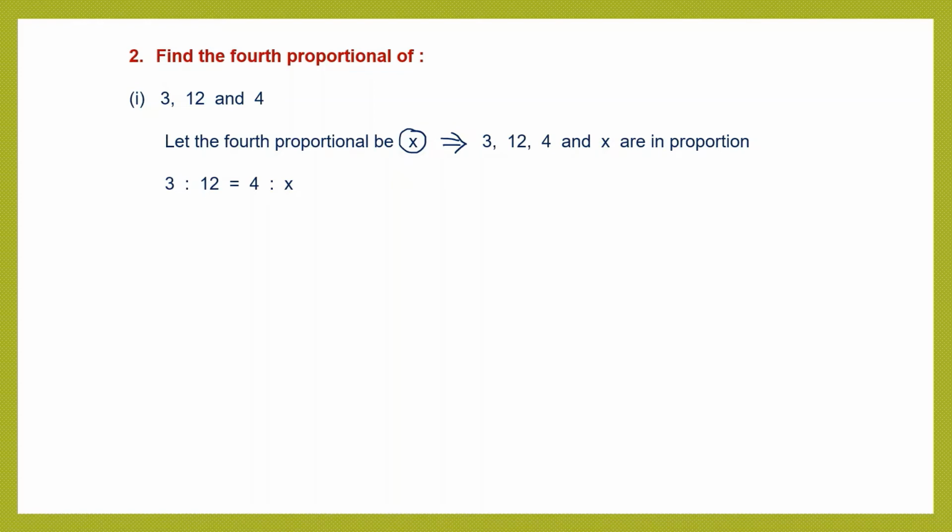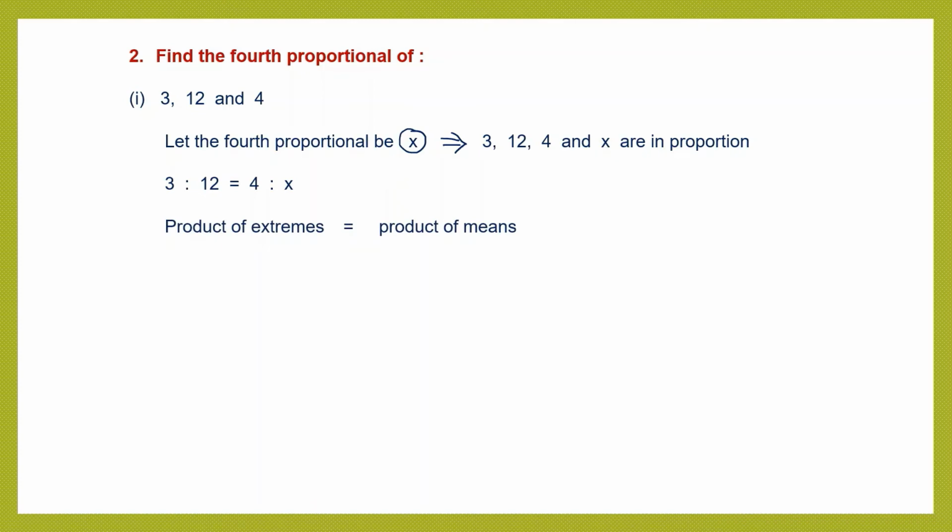So the ratio of the first two quantities should be equal to the ratio of the next two quantities. So we have the first quantity as 3, second as 12, third as 4, and the fourth one, which we need to find out, is x here.